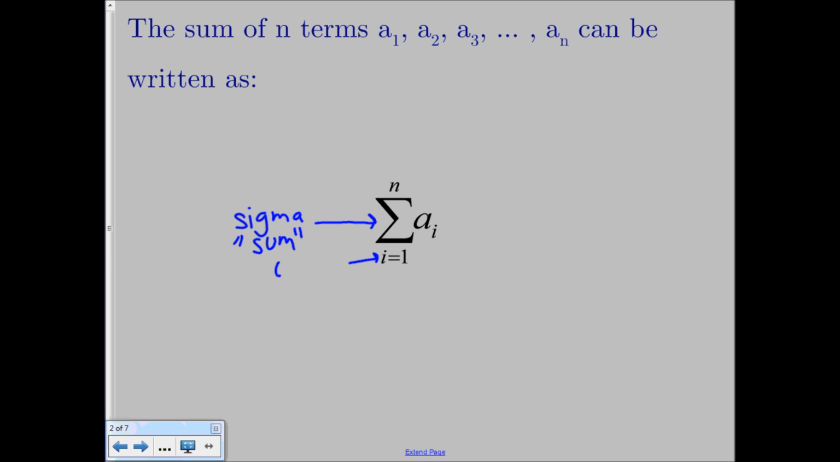So i is what we call your index, which we'll talk about when we do an example. And then the numbers on the bottom and top tell you where to start and where to end. So 1 in this case is your lower bound of the sum, and it tells you where to start. And then the n on top is what we call an upper bound, and it tells you where to end. So those are just the different parts of a summation.